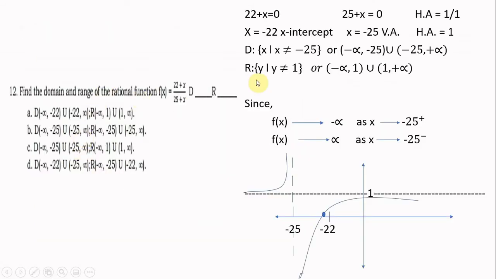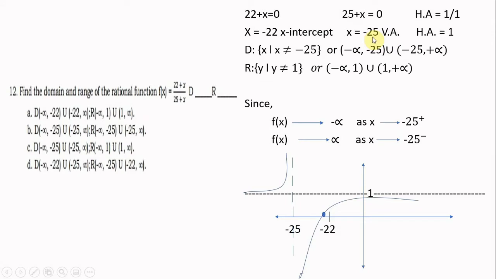Okay. Find the domain and range of the rational function f of x equals (22 plus x) over (25 plus x). To get the domain, you have to equate the denominator to 0, 25 plus x equals 0, to get the vertical asymptote. When we equate 22 plus x equals 0, we are actually getting the x-intercept. And when we equate the denominator to 0, we actually get the vertical asymptote, that's negative 25.